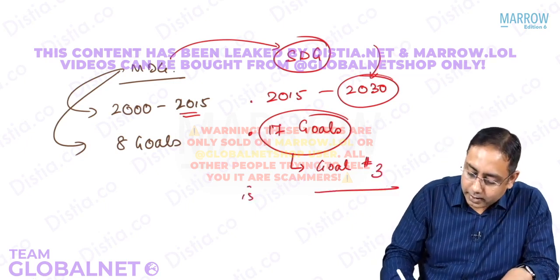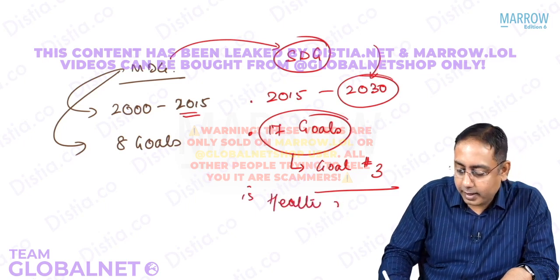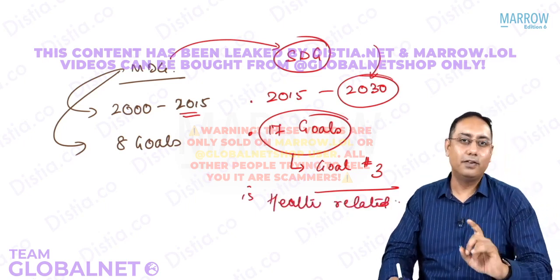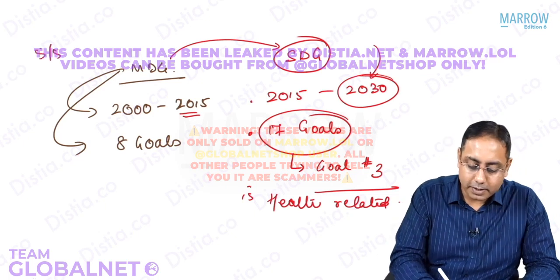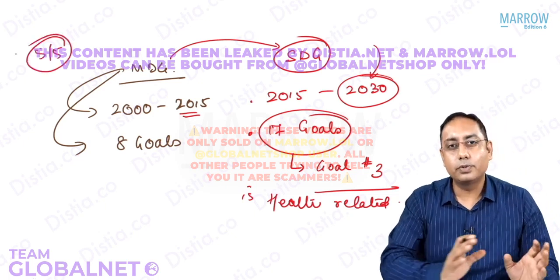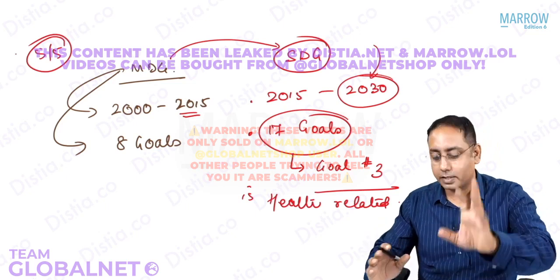Goal number 3 is the health related goal. So please don't forget this. Very important. This is like a 5 by 5 star MCQ topic for your exam. How many goals were there in MDG? 8 goals. In SDG, there are 17 goals.